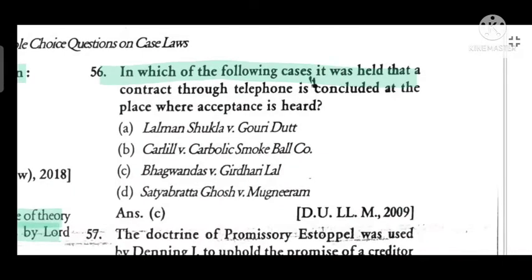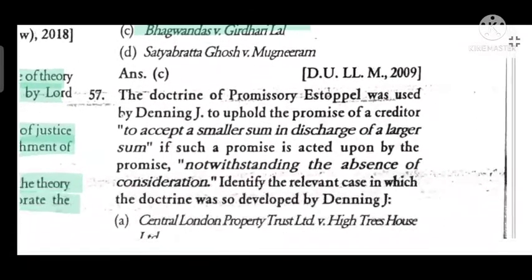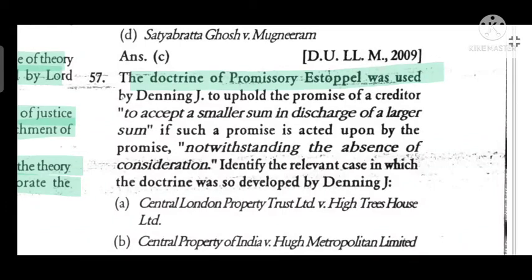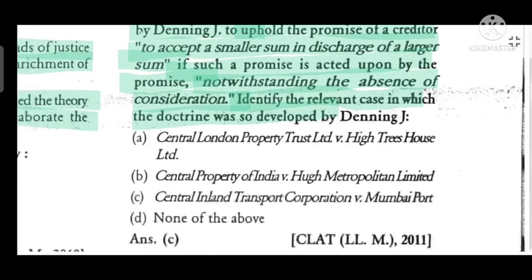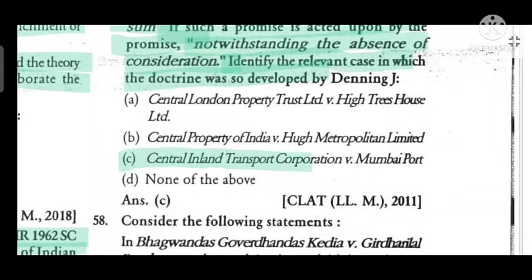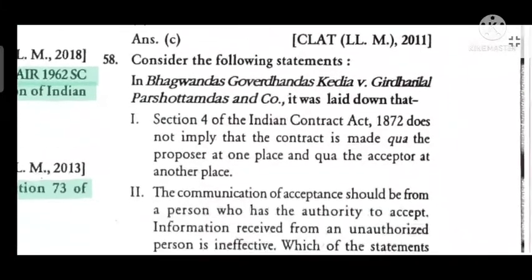In which one of the following cases was it held that a contract through telephone is concluded at the place where acceptance was heard? Bhagwandas versus Girdharilal. The doctrine of promissory estoppel was used by Denning to uphold the promise of the creditor to accept a smaller sum in discharge of a larger sum, if such a promise is to act upon the promisee, notwithstanding the absence of consideration. Identify the relevant case in which the doctrine was so developed. Denning. Central London Property Trust versus High Trees House; Inland Transport Corporation versus Mumbai Port.